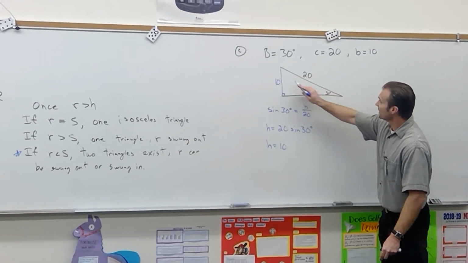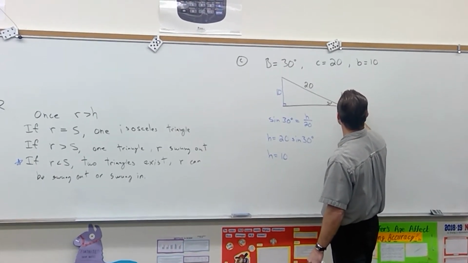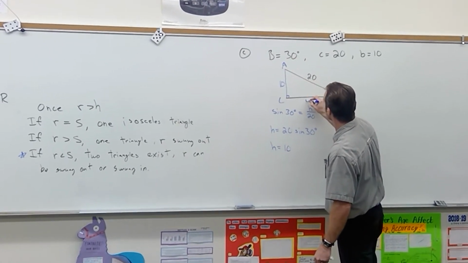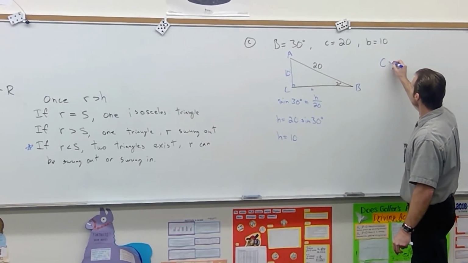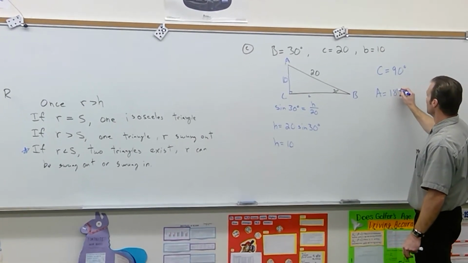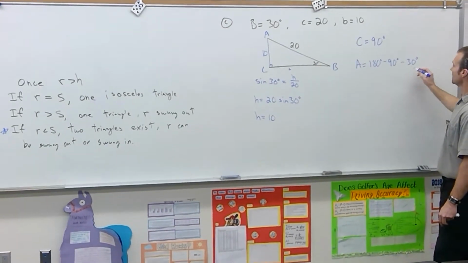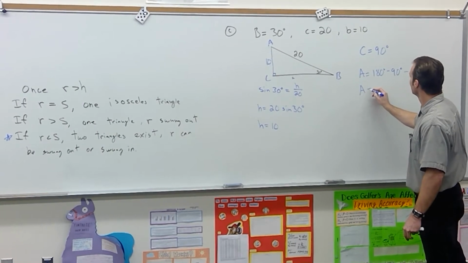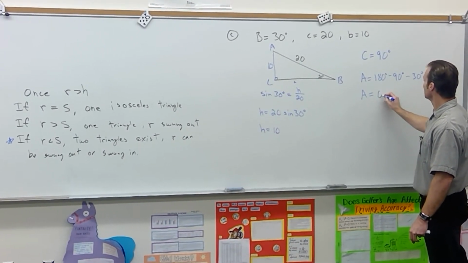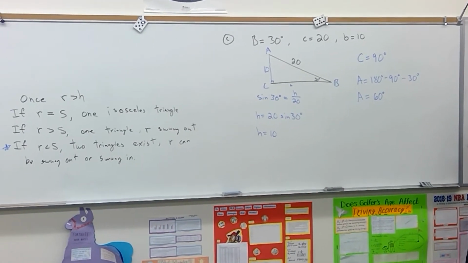First of all, I can subtract these to find our missing angle, which, this is B, this is C, so that's A. So I know that C is 90 degrees. So I know that A is 180 minus 90 minus 30, and of course that is a nice value of 60 degrees. So we've got a 30, 60, 90 triangle. Isn't that nice?